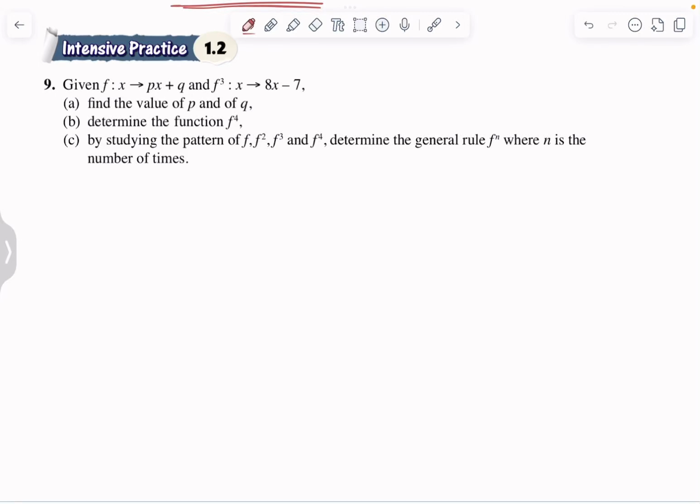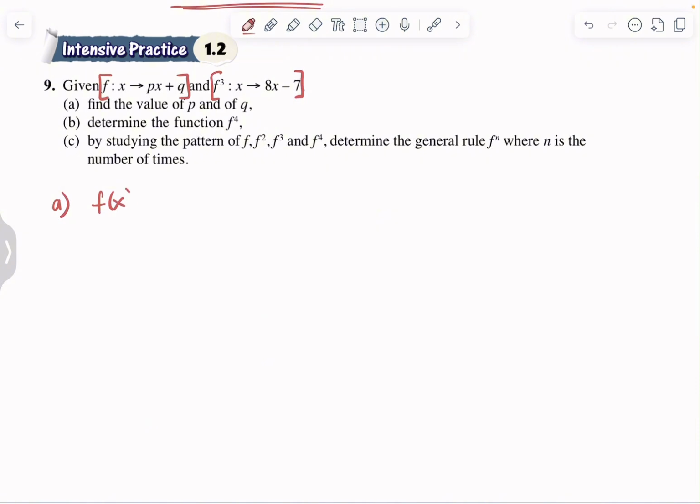Question 9. Given f(x) is this, f cube of x is this. Find the value of p and of q. Alright, so since they gave us f(x), we can find our own version of f cube x. Okay, first let's find what is f square x. f square x is simply f(f(x)).